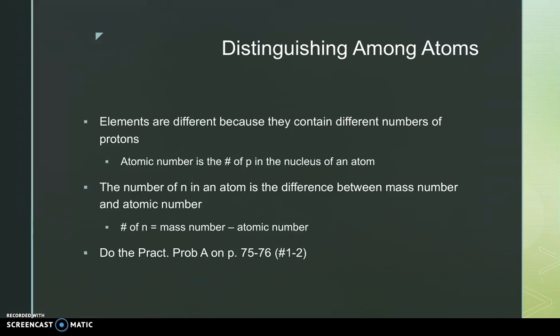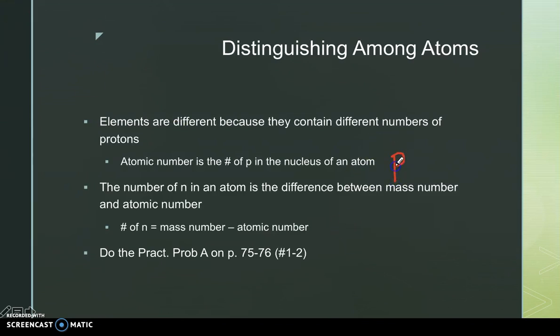Alright, so with different atoms, elements are different because they contain different numbers of protons. If I have 4 protons, then I am beryllium. If I have 1 proton, I am hydrogen. That really identifies what the atom is. We call that number, the number of protons, the atomic number. Protons actually equal electrons.